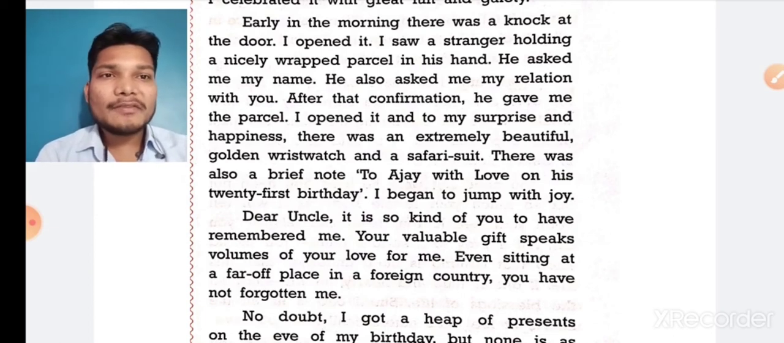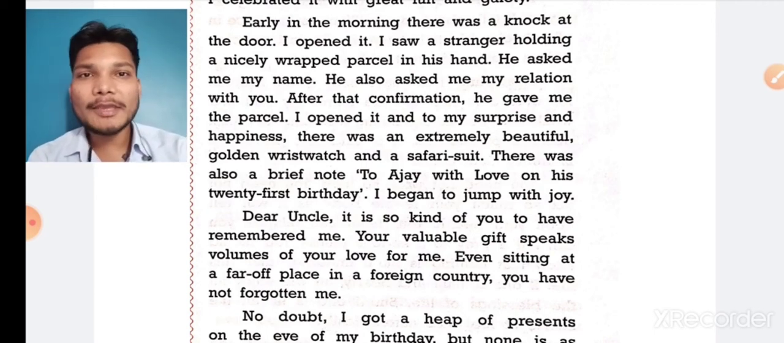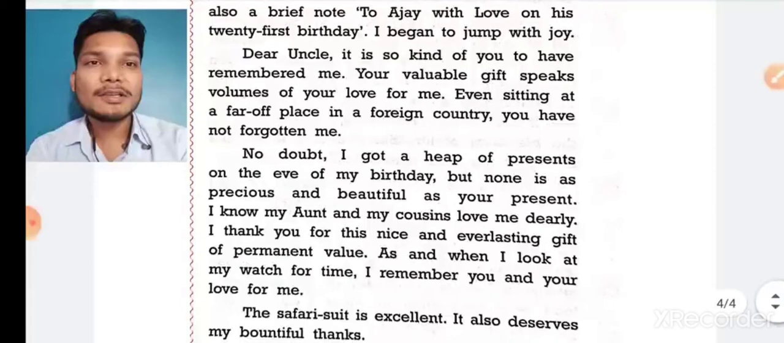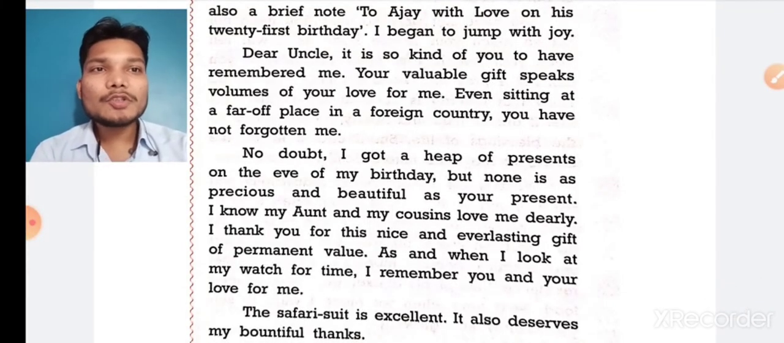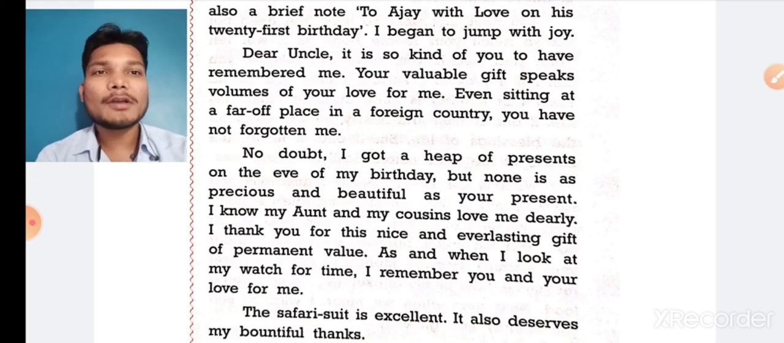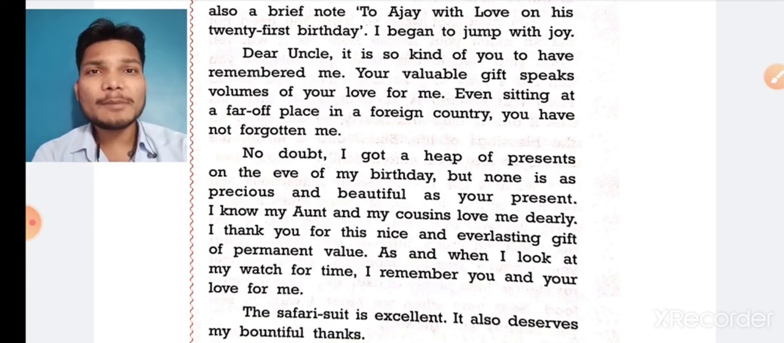There was also a brief note: To Ajay, with love, on his 21st birthday. I began to jump with joy. Okay, and it was nothing but a birthday gift. Dear uncle, it is so kind of you to have remembered me. Your valuable gift speaks volumes of your love for me. Even sitting at a faraway place in a foreign country, see, the uncle was not able to come to the birthday, and what was the reason? The uncle was in a foreign country, and that's why he has sent a very beautiful gift to his niece. You have not forgotten me.